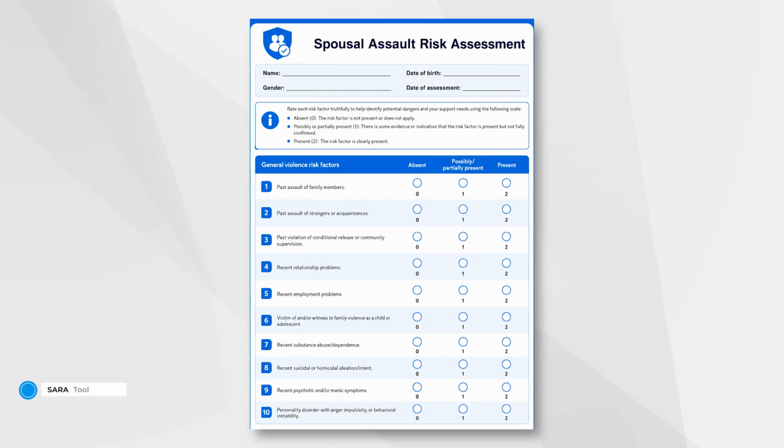The Spousal Abuse Risk Assessment, or SARA, is a validated tool that evaluates 20 indicators, including a history of violence and the use of weapons. This structured approach helps us identify risk more accurately.